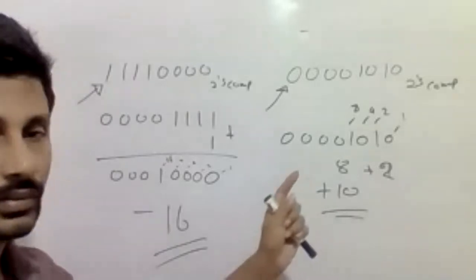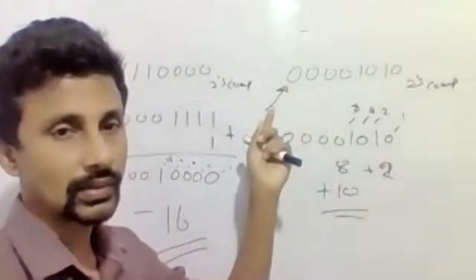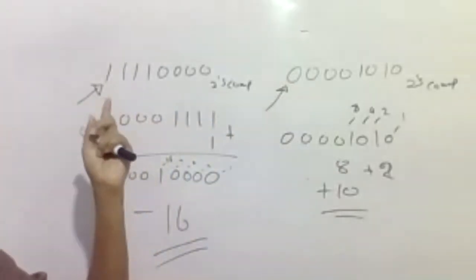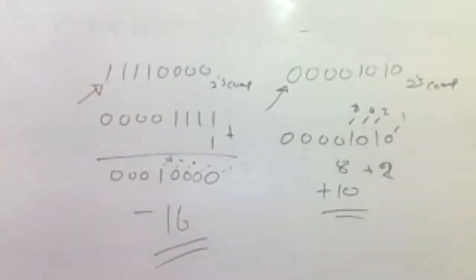Okay. Take down these two examples. This is a positive valued example. This is how you deal with a negative 2's complement value. Okay, take it down quickly.